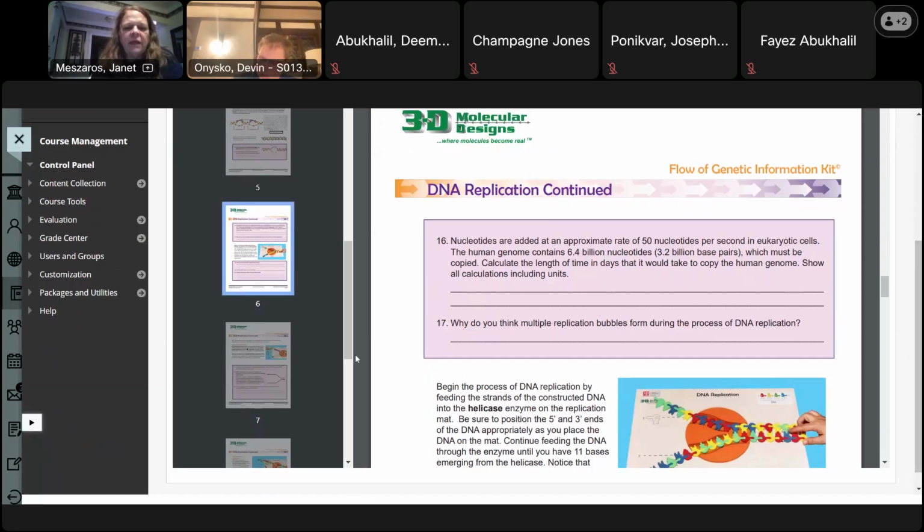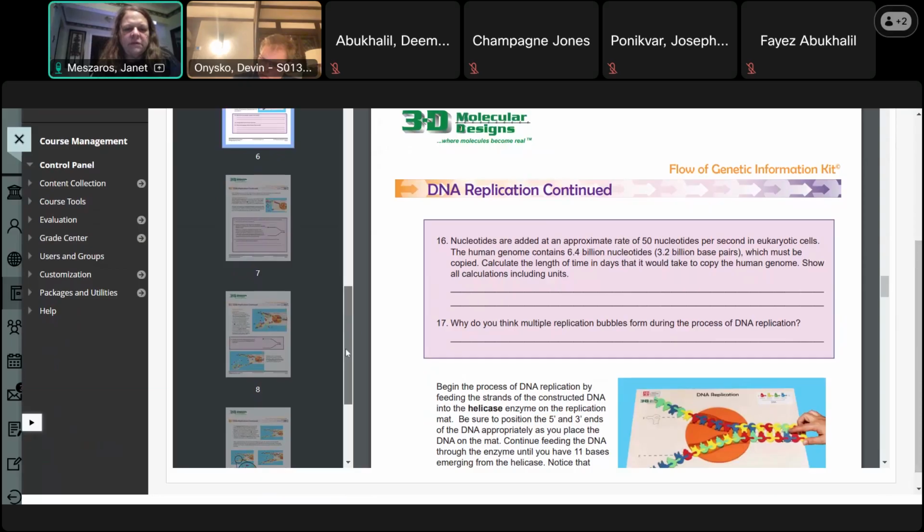Okay, so then if we were to have the actual model there, because we would have had this whole thing, you would begin the process of DNA replication by feeding the strands of the constructed DNA into the helicase. Now, we're going to talk about enzymes. The first enzyme we talk about, you need to know this, is helicase. Helicase, its job is to unwind the DNA. Now, we're not going to be able to make real good bubbles, but helicase unwinds a small section. This is the best that we could do.